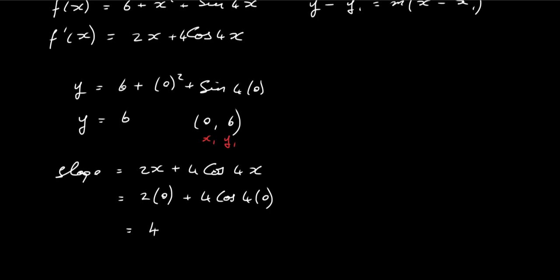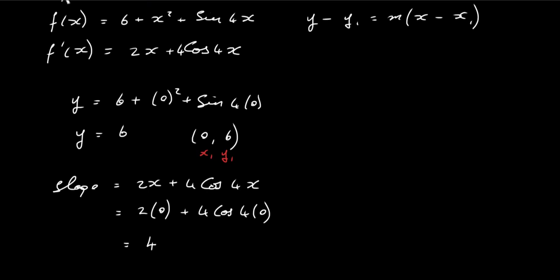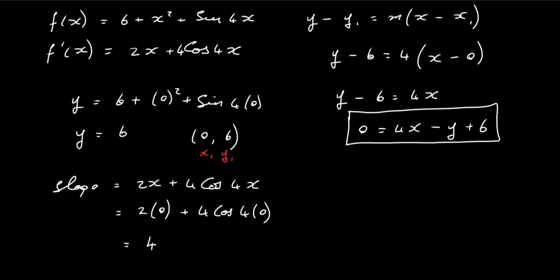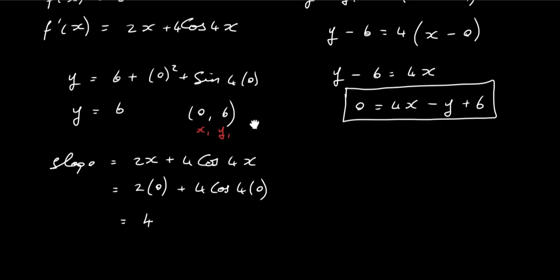Okay, so all we've got to do then is just put those values into our formula. So we got y minus y1 is 6. Our slope is 4. X minus our x1 is 0. So this is really our answer, but we were asked to put it in the form ax plus by plus c is equal to 0. So we got y minus 6 is equal to 4x. Let's see, we've got 0 is equal to 4x. Bring the y over and bring the 6 over. This is the equation of our tangent at the point x is equal to 0, y is equal to 6. Okay, so that's that part of the question done.